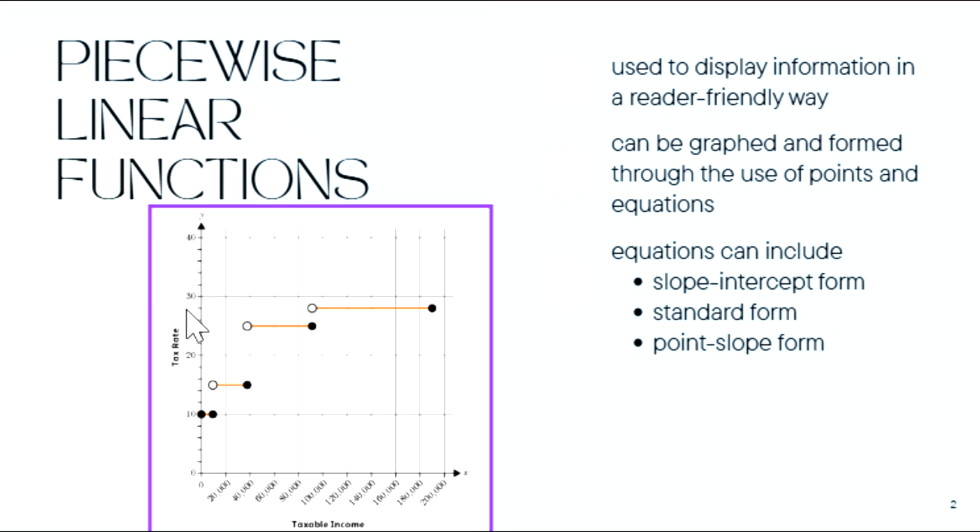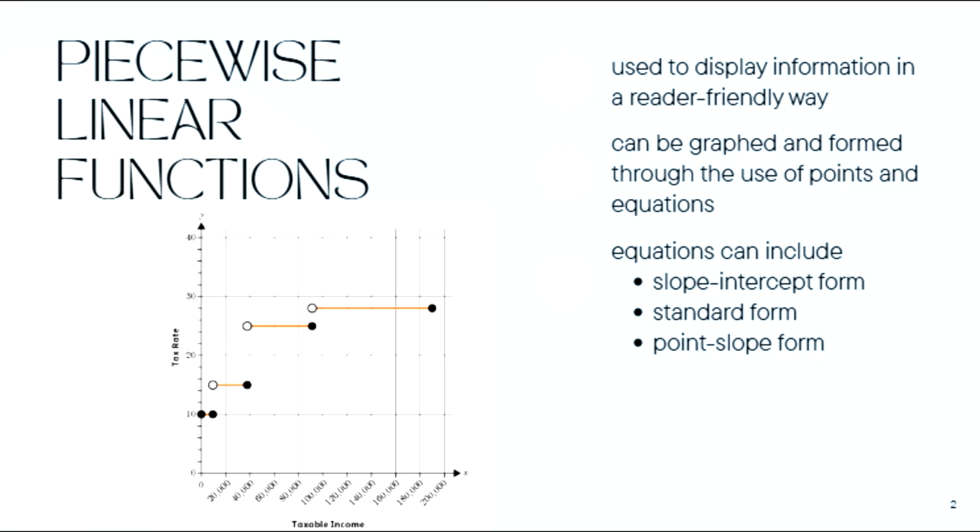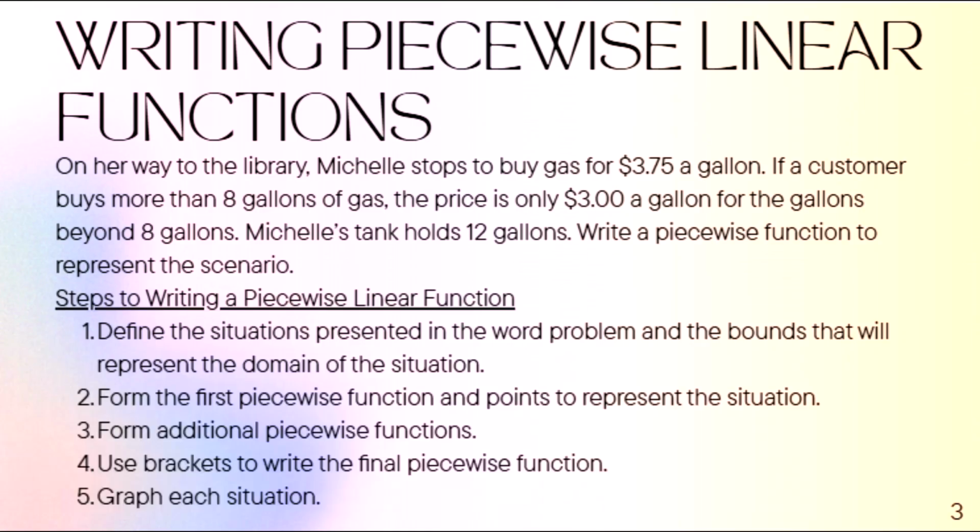So piecewise linear functions look like this. It's been a while since we've touched on these. They're used to display information in a reader-friendly way. They can be graphed and formed through the use of points and equations. The equations can include slope-intercept form, standard form, or point-slope form. They're all linear equations in this lesson.